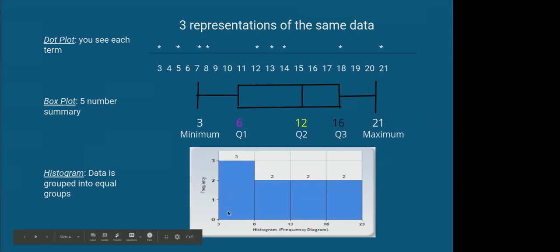Okay? Between 8 and 12, there are 2 terms. Between 13 and 17, there are 2 terms. And between 18 and 23, there are 2 terms. But again, we will not know what those terms are if we use a histogram. So again, 3 representations of the same data.